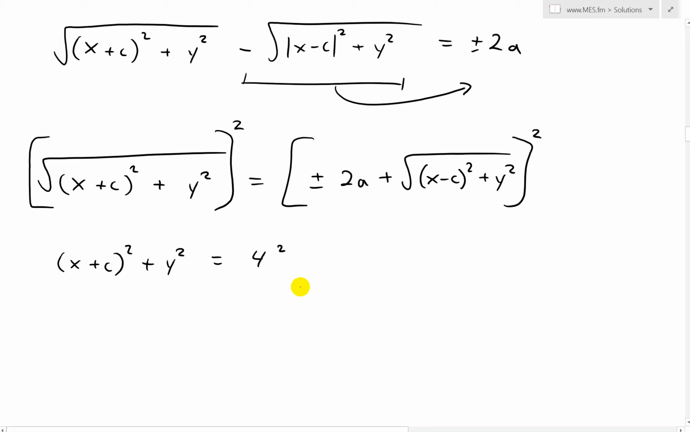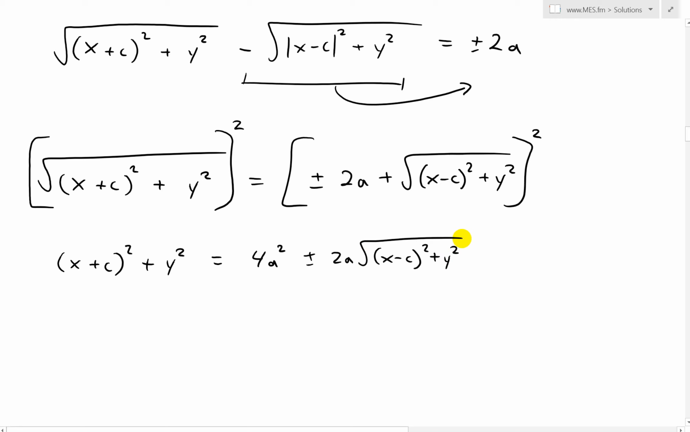So basically the plus or minus disappears, because if it's minus, then minus squared is going to be positive. Negative times negative is always positive. If it's positive, squaring it is just positive times positive, so it's still going to be positive. So then we do that, and then this part multiplied by this side is going to be plus or minus 2a, and then the square root of x minus c squared plus y squared, like that.